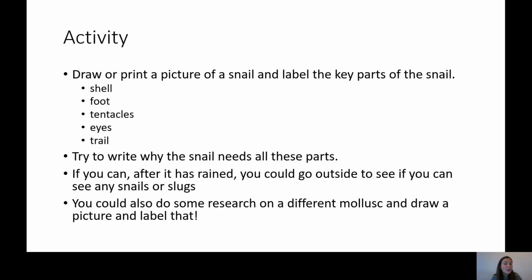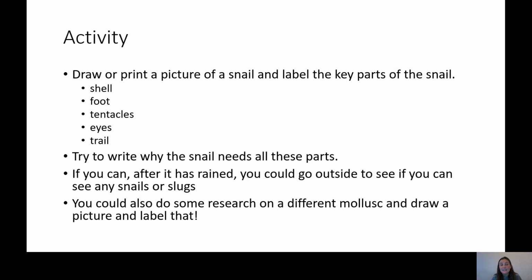I would like you to try and write why the snail needs all these parts. So what does it use its really strong, muscly foot for? Why does it need two sets of tentacles? Where would I find its eyes? And what does it use its protective shell to do? So I'd like you to try and write what those things are for.